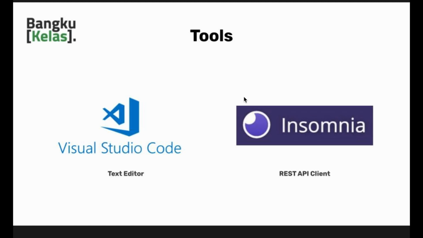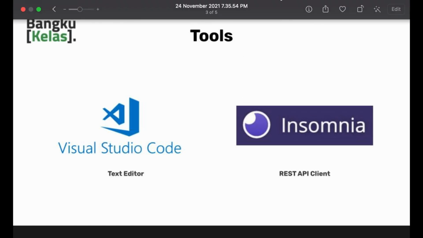Insomnia is an API testing software that is normally used by developers to test whether their application fulfills the expected results or whether the code works. In the next video, I'm going to show you how to download these two free software and how to install them.